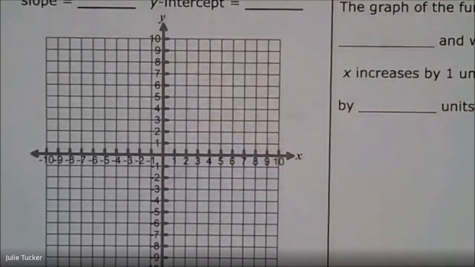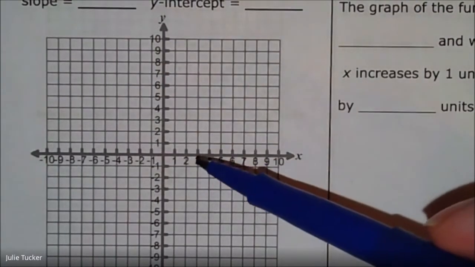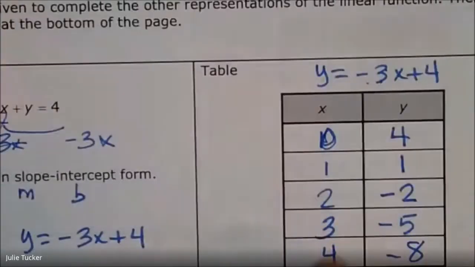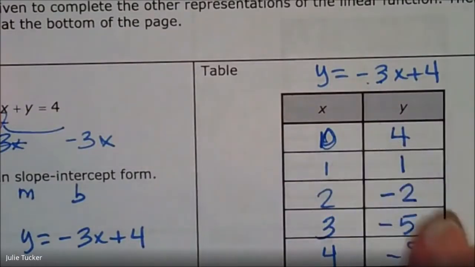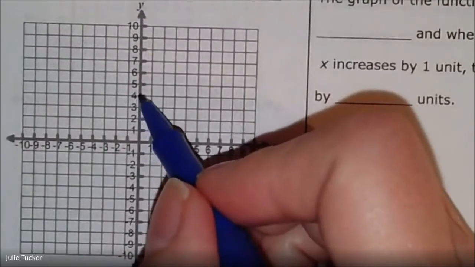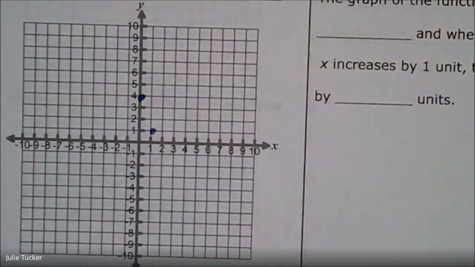Okay. So I could plot those points on the graph. So the first point in our table was 0, 4, and then we had 1, 1. So let's put them on the graph. 0, 4, 1, 1. Right?